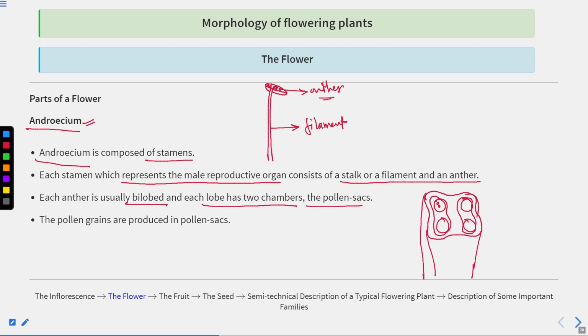We can see the pollen grains inside it. So these are two pollen chambers. This is one chamber and this is one chamber, and in each chamber there are two theca. The pollen grains are produced in the pollen sac. These theca are also called pollen sacs.